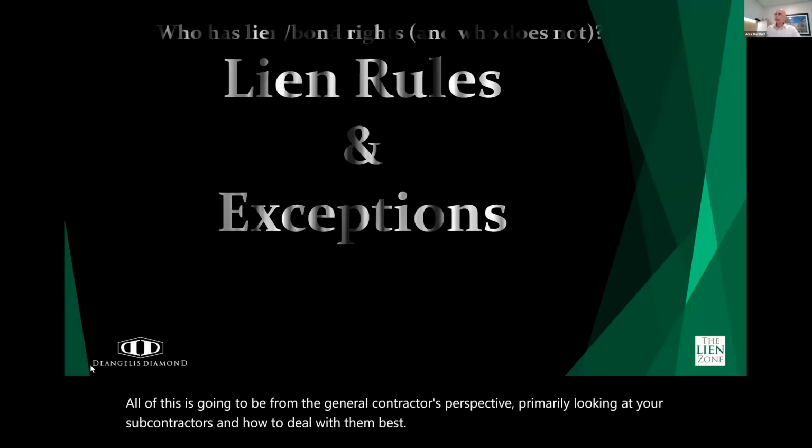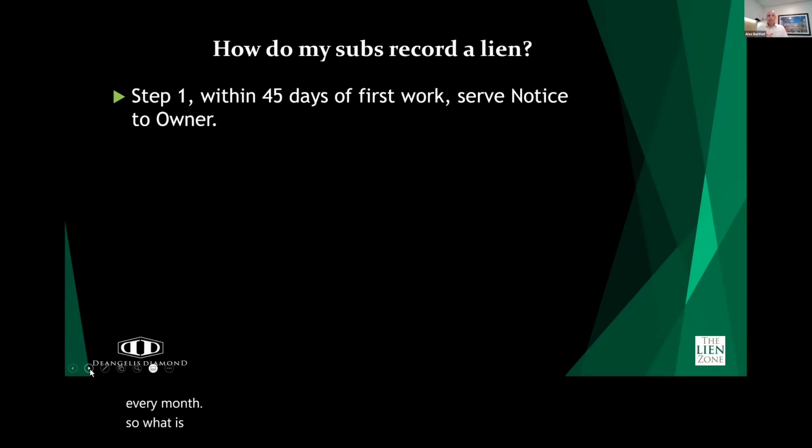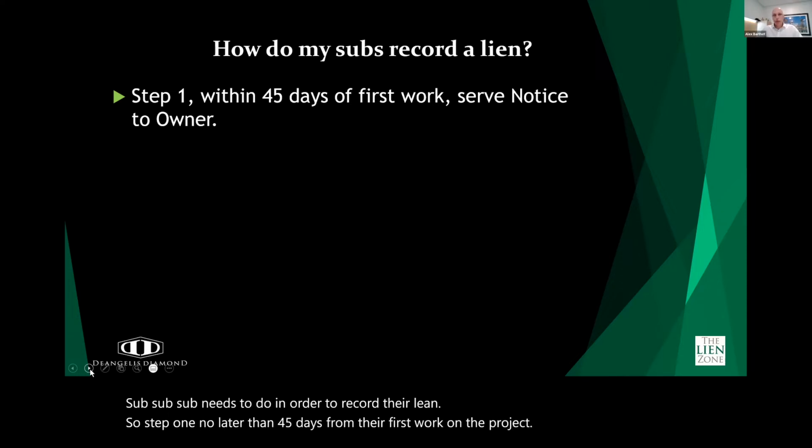All right, let's get right into it. So what are the steps that a sub or a sub-sub needs to do in order to record their lien? Step one, no later than 45 days from their first work on the project, they need to serve a notice to owner.